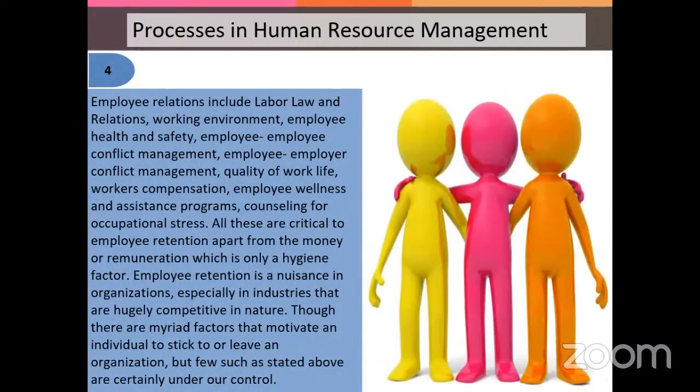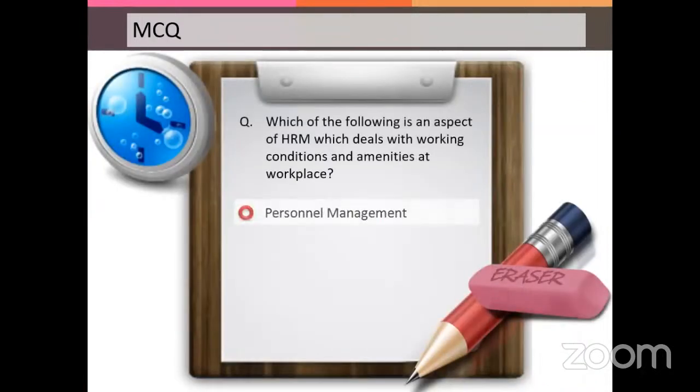Then we have the fourth process, which is employee relations, which includes labor law and relations, working environment, employee health and safety, employee to employee conflict management, employee to employer conflict management, quality of work life, workers' compensation, employee wellness and assistance programs, and counseling for occupational stress. All these are critical to employee retention, apart from money or remuneration, which is only a hygiene factor. Employee retention is a nuisance in the organization, especially in industries that are hugely competitive in nature. Though there are myriad factors that motivate an individual to stick to or leave an organization, a few such as stated above are certainly under our control.